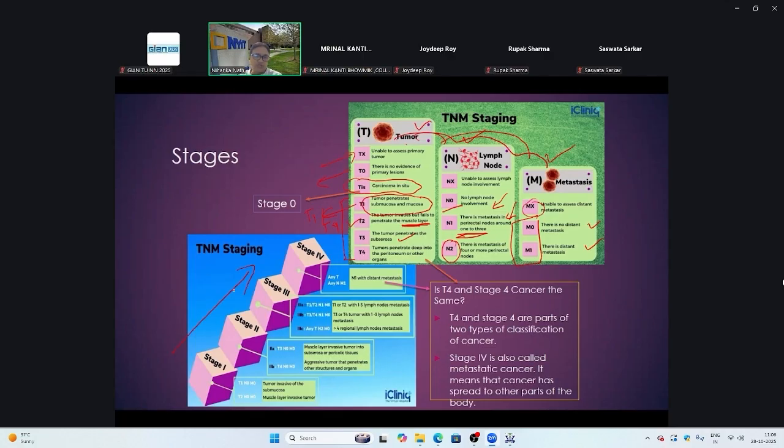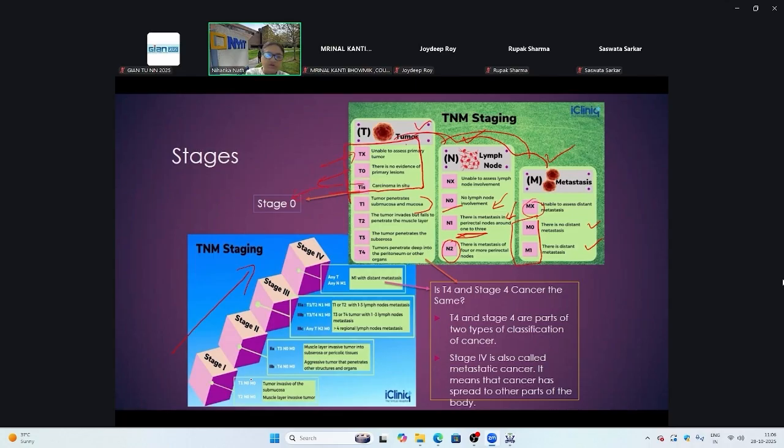The staging 1, 2, 3, and 4: stage 1 is when they are in T1 and T2. If you are in stage 1, then carcinoma in situ is out of the question, okay? So this is stage 0. Carcinoma in situ is stage 0.